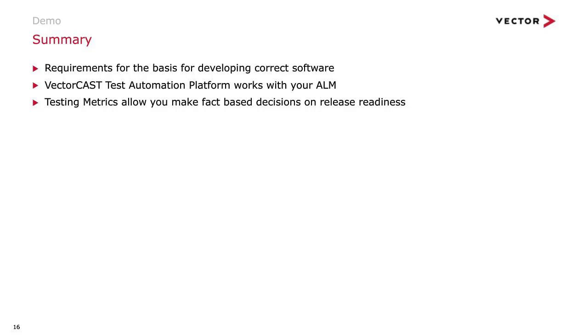And then VectorCAST Test Automation Platform works with your ALM. I've shown you the list of ones that we've integrated, in addition to the generic spreadsheet implementation, a CSV file, and then a custom implementation that just allows you to connect to any ALM system you have. And finally, the testing metrics allow you to make fact-based decisions about release readiness.